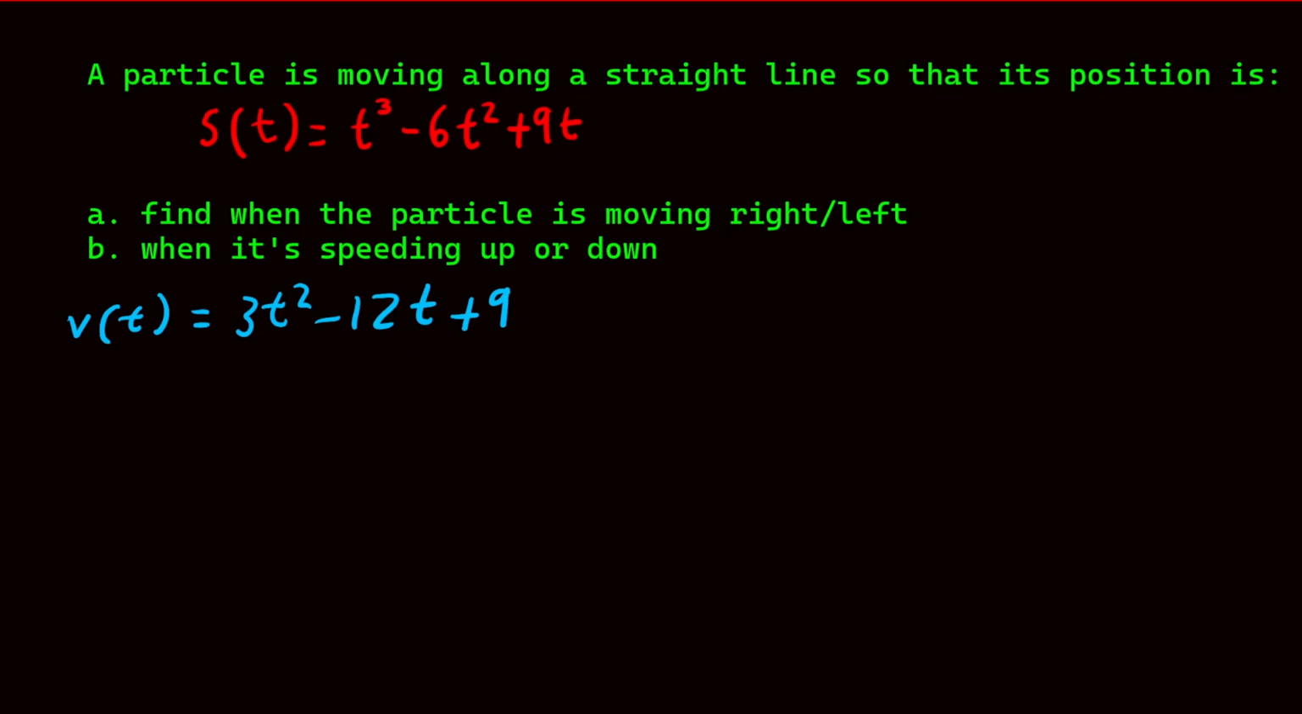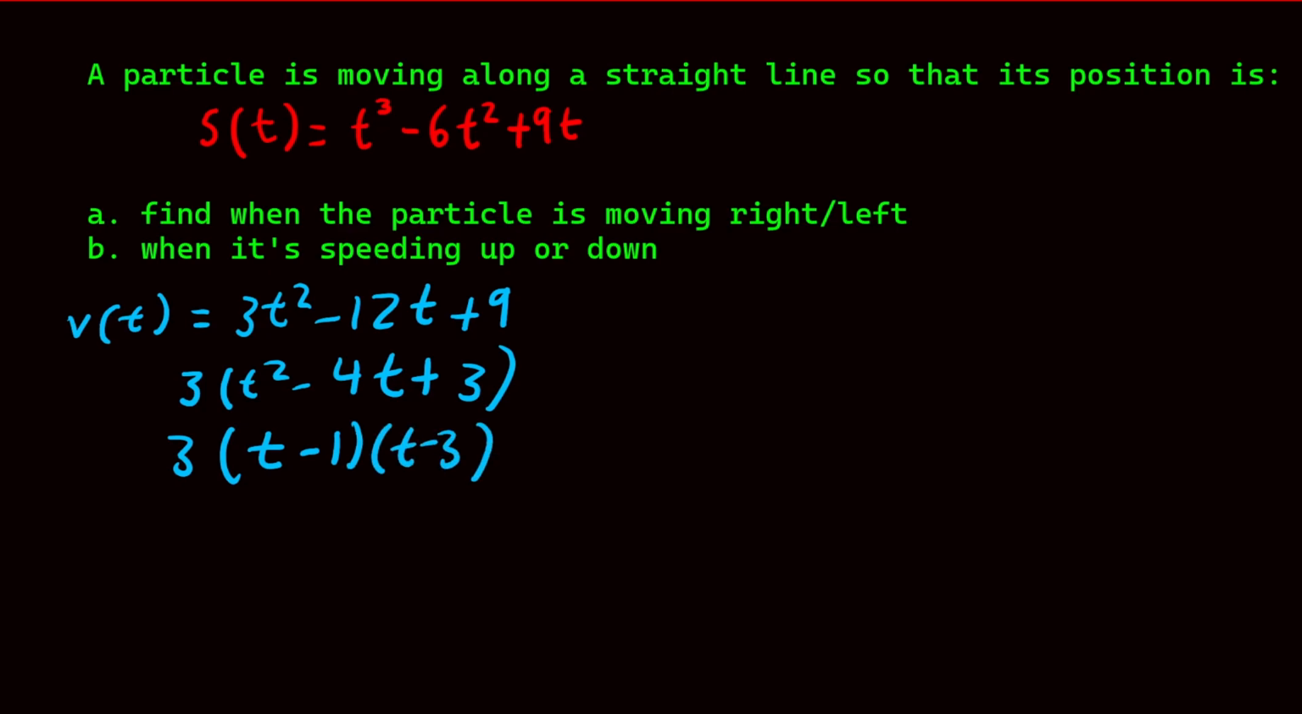Now we need to factor this. Why? Setting the velocity to 0 finds the turning points, so moments when the object stops and changes direction. So let's factor this out. We could just factor out a 3, which gives t squared minus 4t plus 3. And then this would eventually factor out to be t minus 1, t minus 3.